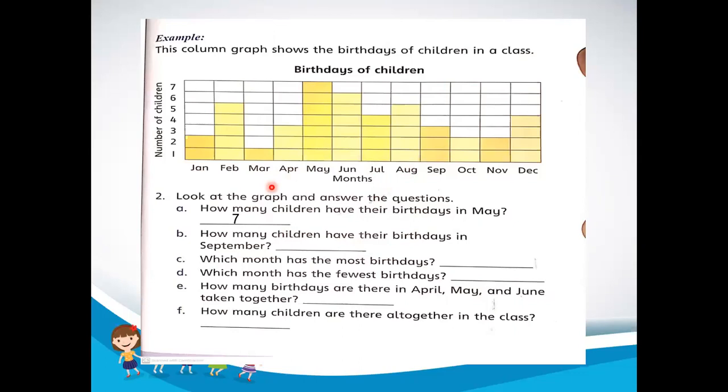You will not write in your book, beta. Just look at the slide and tell me the answer. When we start our work, I will tell you, okay? Right now, we are not doing any work.